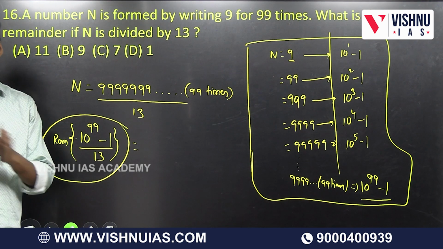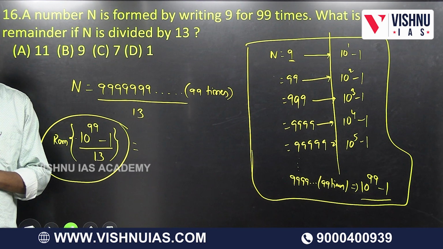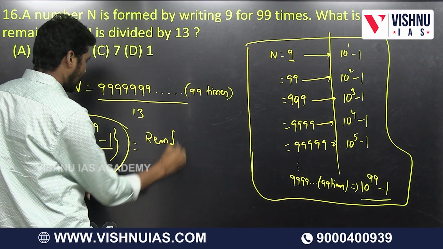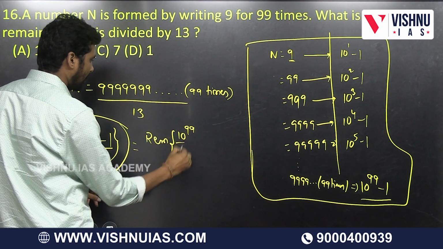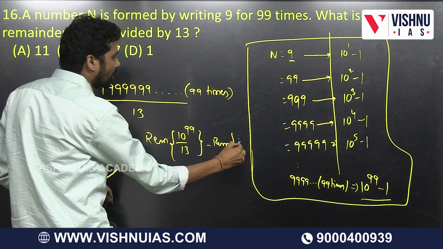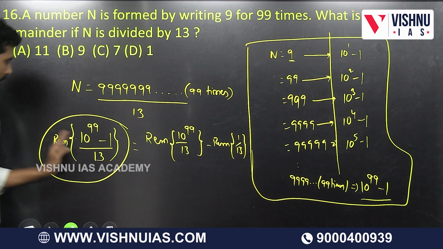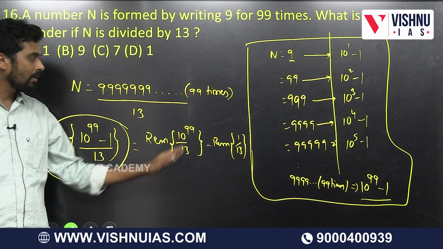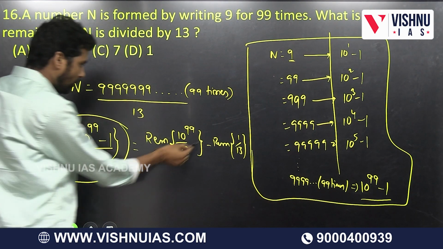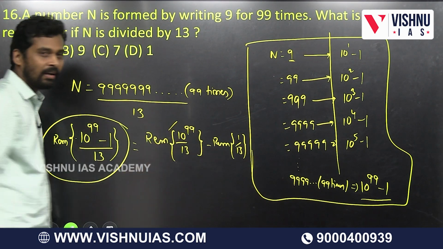Remainder of a by n plus remainder of b, whether it is plus or minus. So immediately we take the remainder of 10 power 99 divided by 13 minus the remainder of 1 by 13. Is it clear? So we can break it as remainder of 10 power 99 divided by 13 minus remainder of 1 by 13. Okay, now you take this expression, 10 power 99 divided by 13.